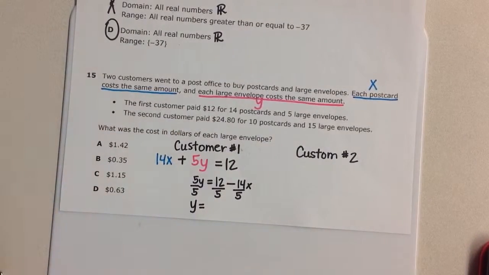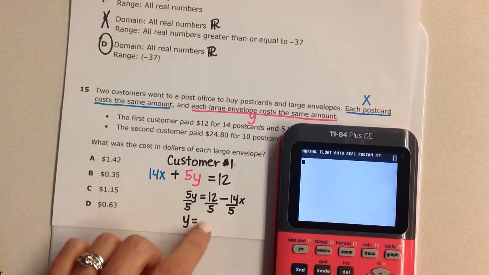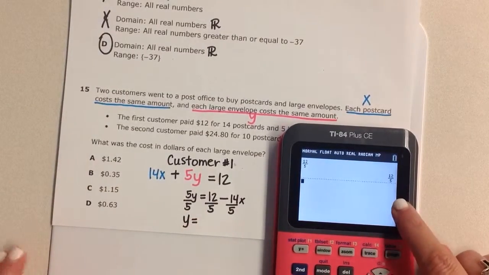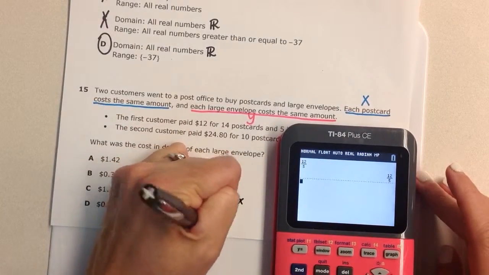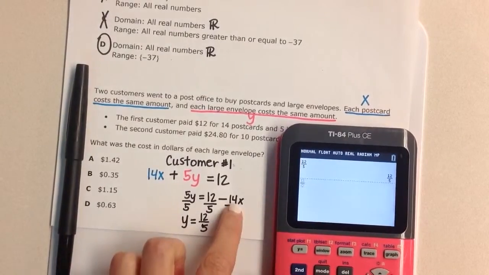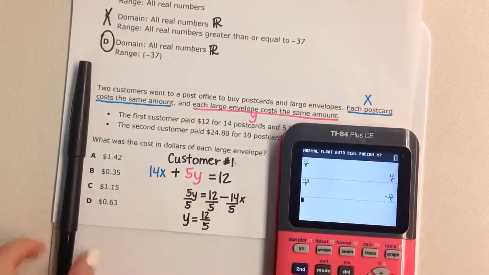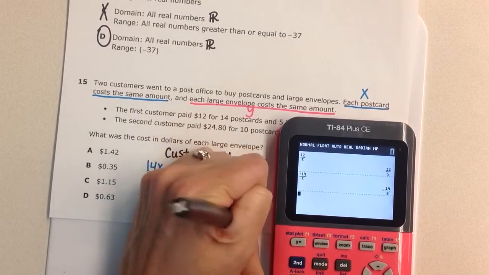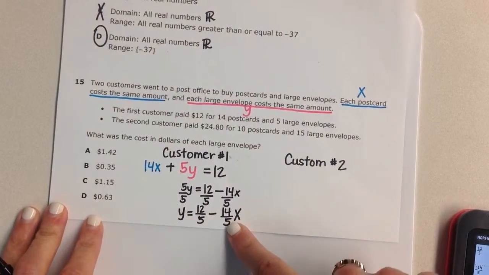So now I'm going to go to my calculator and do some division. I'm going to type in 12 divided by 5 and see if that fraction simplifies. It doesn't, so I get 12/5. Now my next fraction is 14/5, but that 14 is negative. It doesn't simplify, so I'm going to have minus 14/5 x. So there's my equation, y equals, the equation for customer 1.